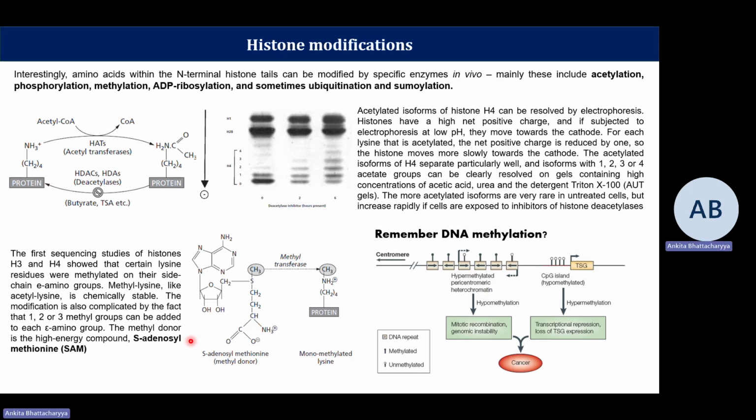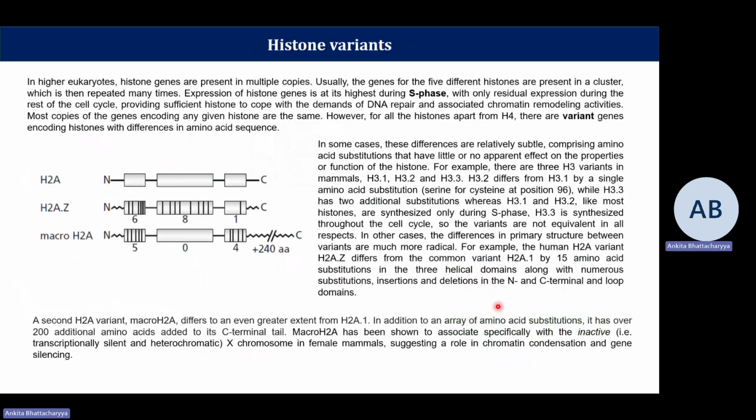Additionally, a second type of modification, which also has a major role to play, is methylation. Most commonly, you'll find methylation controlling H3 and H4. And methyl lysine is also very chemically stable. The modification is also complicated by the fact that multiple methyl groups can be added. The donor in this case is S-adenosyl methionine. We've already discussed the difference between DNA and histone methylation, so I'll move past that so that we can begin today's class.